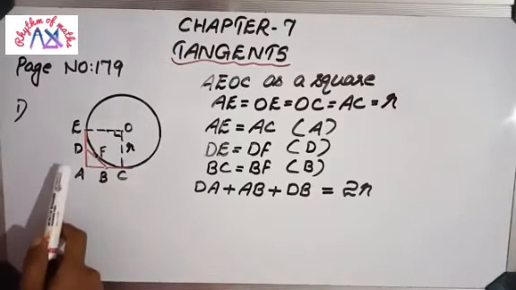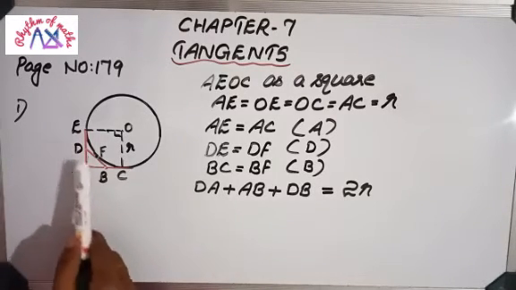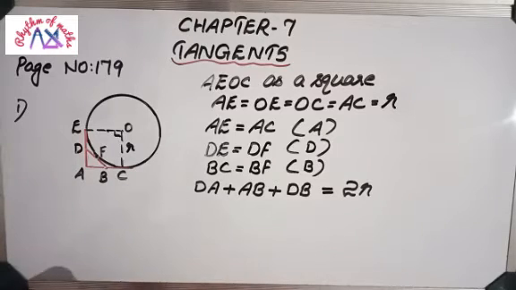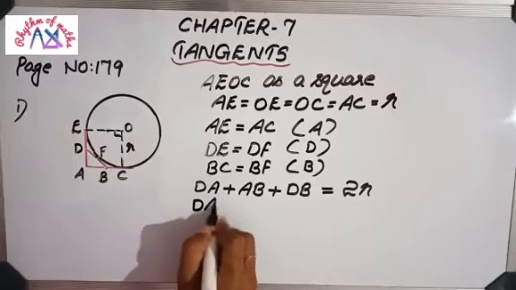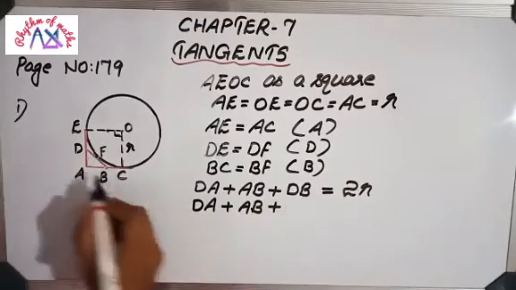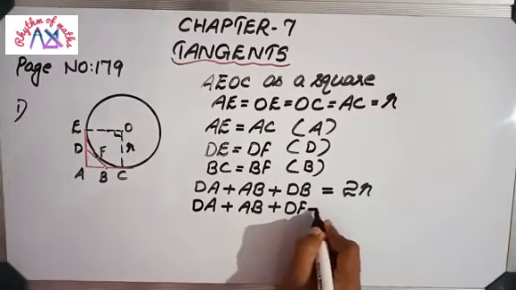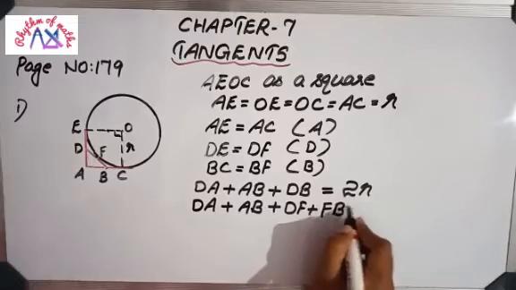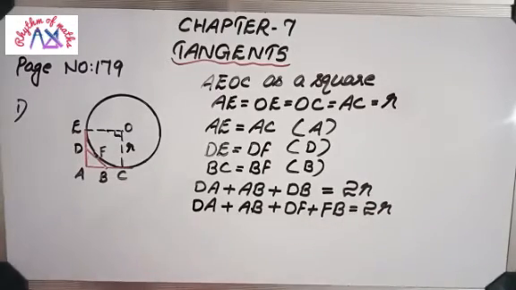The line DA is fixed, we can't split DA or AB, but DB we can split into two measurements, DF and FB. So instead of DB we can write DA plus AB plus DF plus FB equal to 2R. The sum of all these four sides must be 2R. That is what we need to prove here.